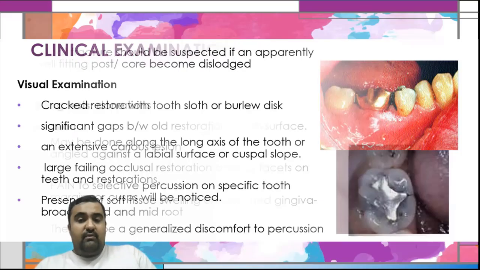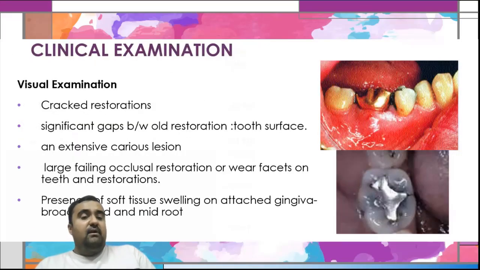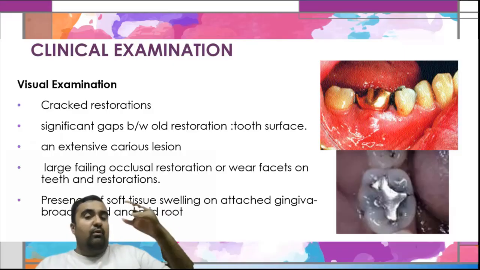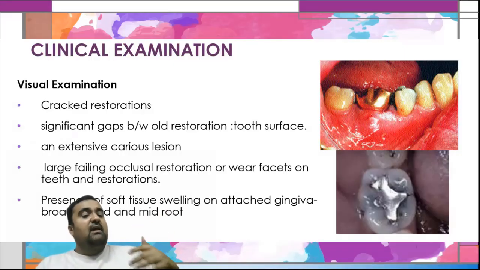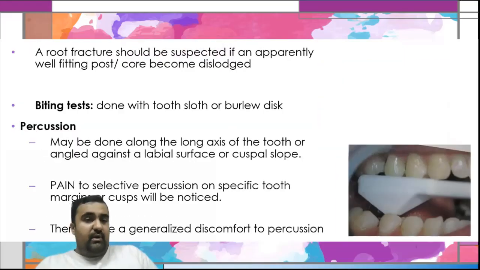On visual examination, we have cracked restorations, with significant gaps between the old restoration and the tooth surface, extensive carious lesions, large failing occlusal restorations or wear facets on the teeth and restorations, and presence of soft tissue swelling on the attached gingiva, which could be at the base or involve the entire tooth. Root fracture should be suspected if an apparently well-fitting post or core becomes dislodged.